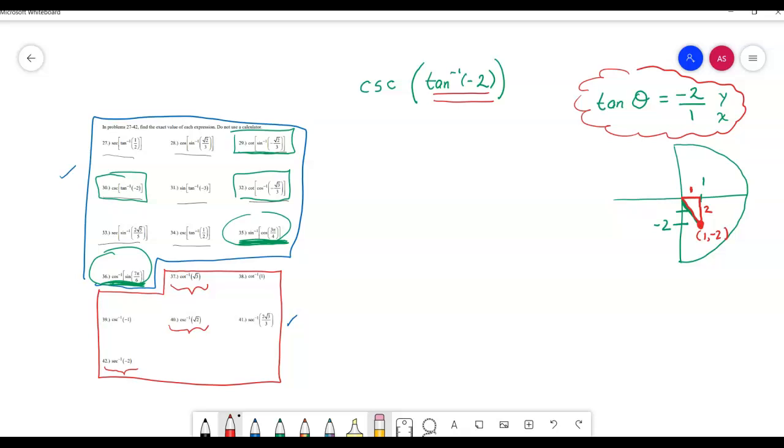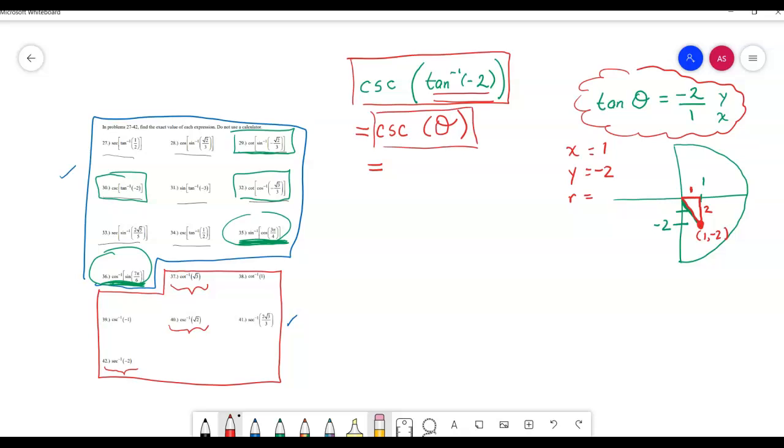The input will always give me 2 of those 3 values, x, y, and r. So my y value is negative 2. My x value is 1. I can find r. So the problem is cosecant of this, and this is going to help me find all the values I need. That's going to equal cosecant of, we called this theta. So now we're finding cosecant of theta. Okay, so the original problem equals cosecant of theta, which equals, now what's cosecant?